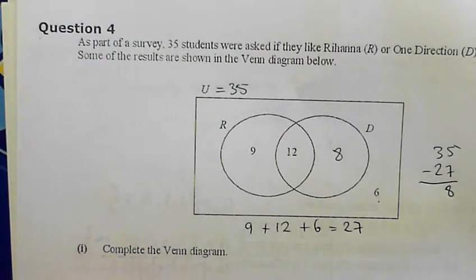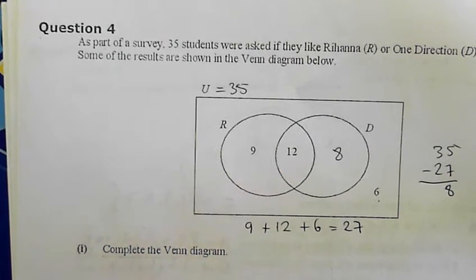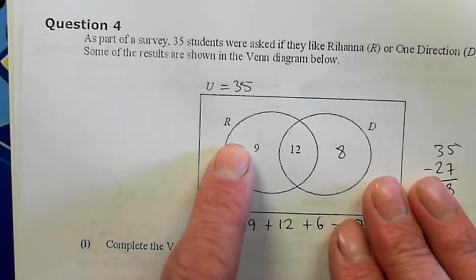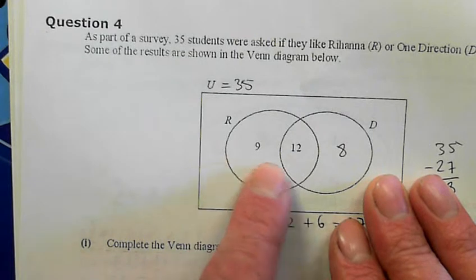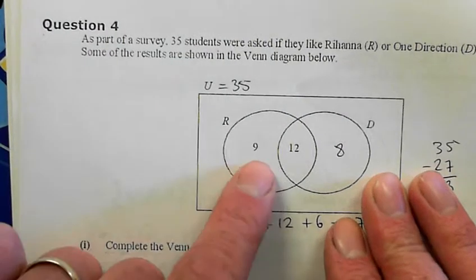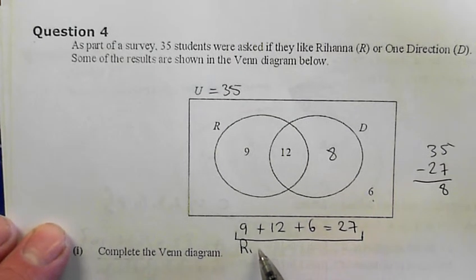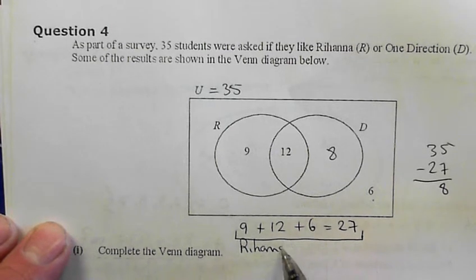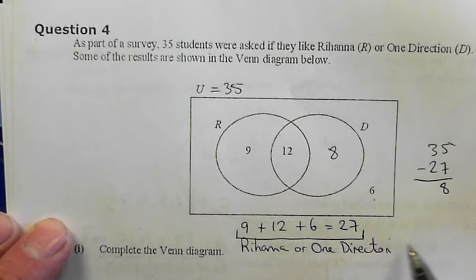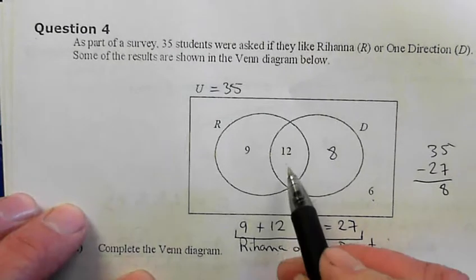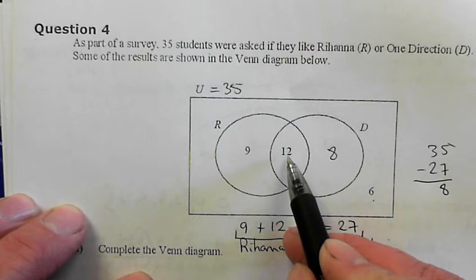How many people like Rihanna and One Direction? 12. How many people like Rihanna or One Direction? If you say or, then that's the same. You can add them all up. 27. Yeah, 27. So this is Rihanna or One Direction, which is 27. Rihanna and One Direction is 12.